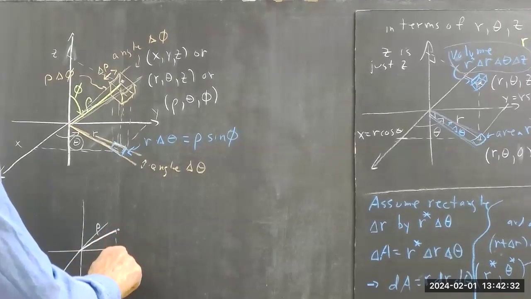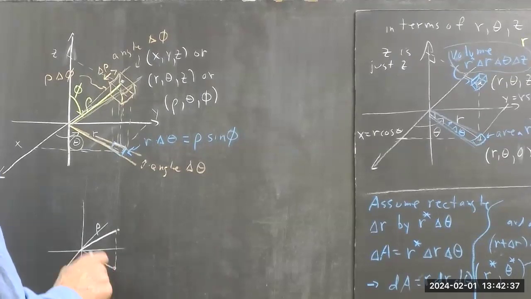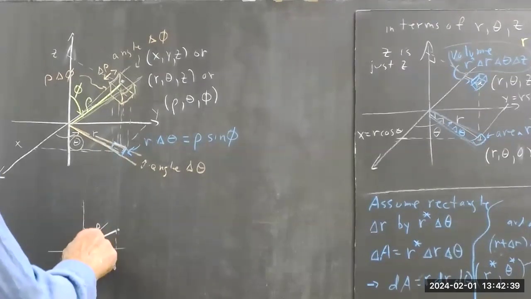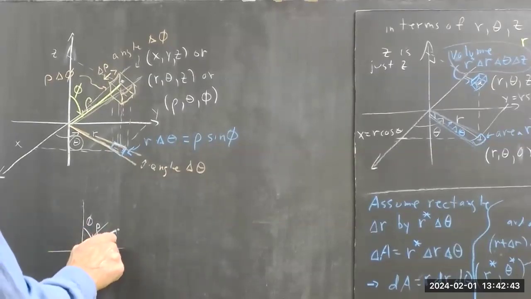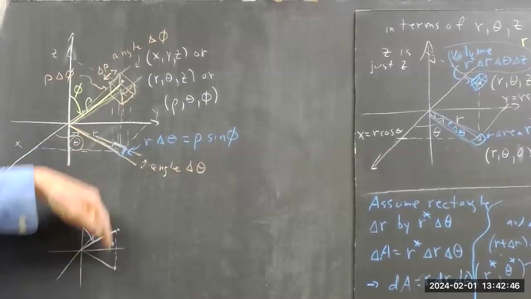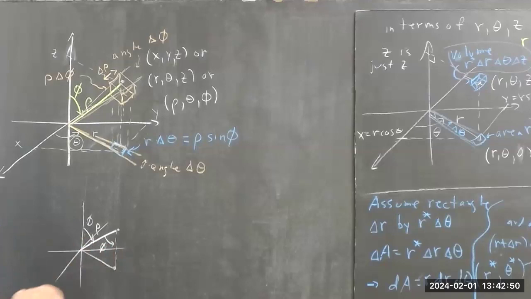Here's rho. Here's your projection down into the XY plane. And here's the angle phi. If this angle is phi, then this projection line is parallel to the z-axis, and this angle is phi. So this side, being opposite phi, is rho sine phi. That makes sense. Can you see that? I need to draw it bigger and wave my hands more.